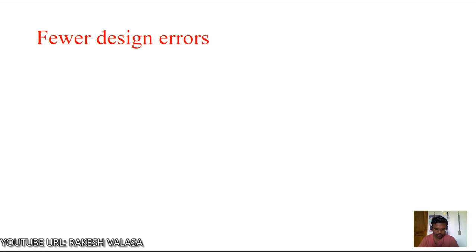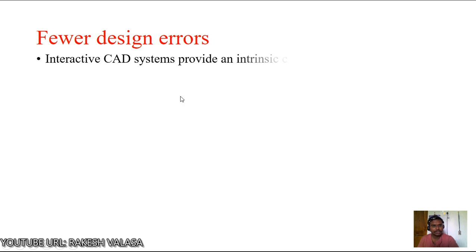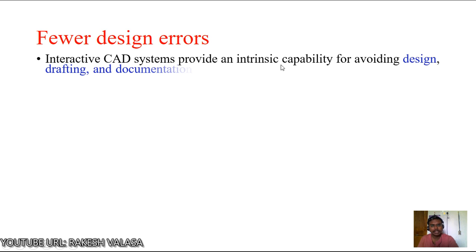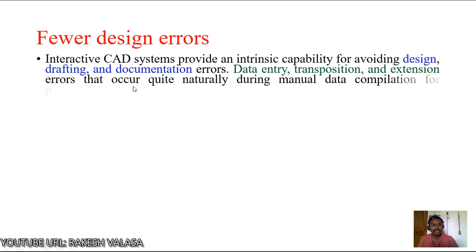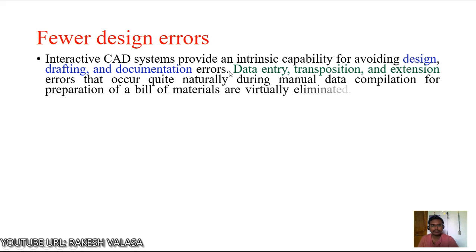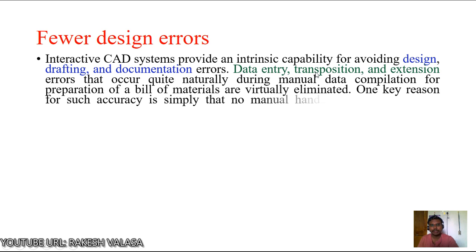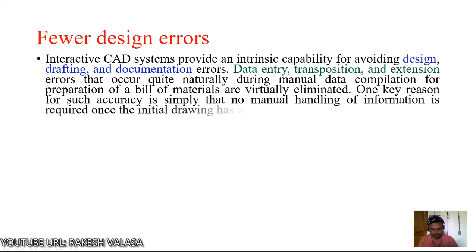Let us see the next one. Fewer design errors. Interactive CAD systems provide an intrinsic capability for avoiding design drafting and documentation errors. Data entry, transposition, and extension errors that occur quite naturally during manual data completion for preparation of a bill of materials are virtually eliminated.